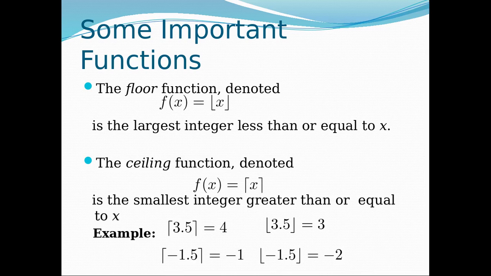So now we'll look at some important functions which we use again and again in our course. The floor function is an important function. It is denoted by this symbol. When you put this under some number, for example 3, this denotes the floor. The floor function is the largest integer that is less than or equal to whatever is here. So if 3 is here, what would be the largest integer less than or equal to 3? That is equal to 3, right?